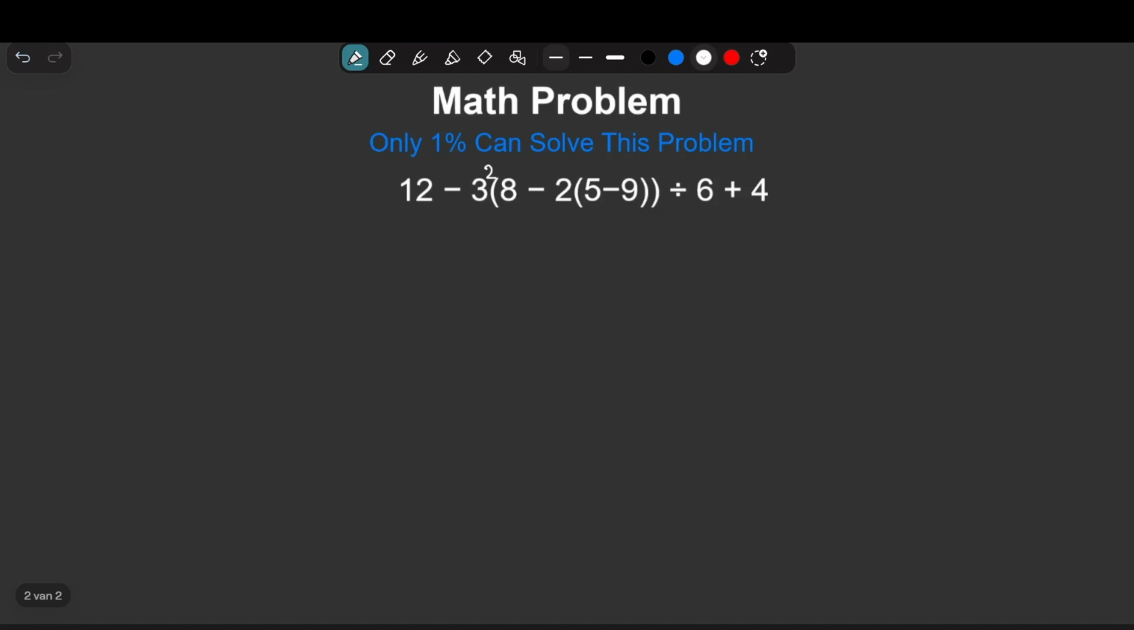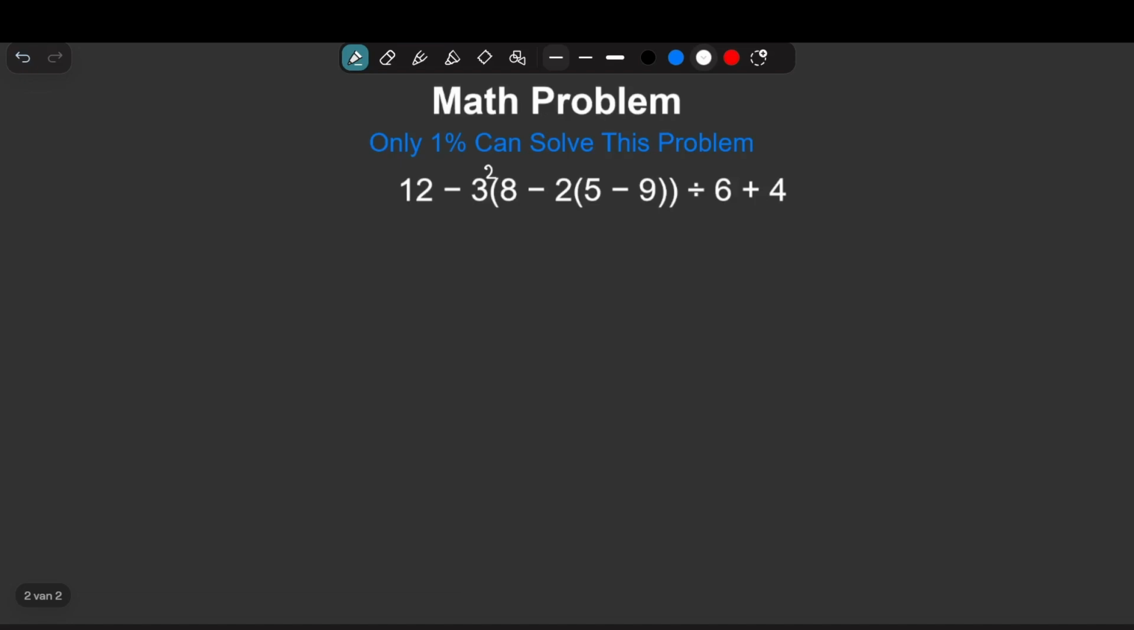So we have our problem right here: 12 minus 3 squared, and then in parentheses 8 minus 2, and then in the parentheses we have an inner parentheses which is 5 minus 9, and then the parentheses ends. Then we're going to do divided by 6 plus 4. So this looks like a normal order of operations question, but 99% of people get it wrong. Pause the video and try to solve it before I touch anything.